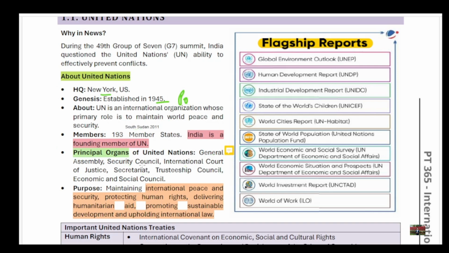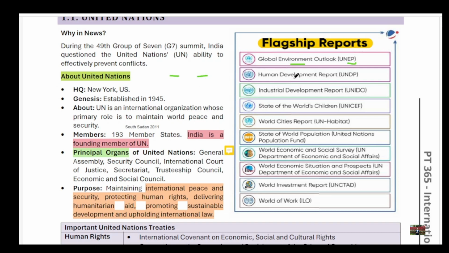Now, let's have a look at some of the important flagship reports which are released by the United Nations and various committees of the United Nations. The first report is the United Nations Environment Outlook. It is released by the United Nations Environment Program. What is the significance of various reports? They can be asked directly in match-the-following questions. They will give you a report, then the releasing organization, and they will ask you how many pairs are correctly matched.